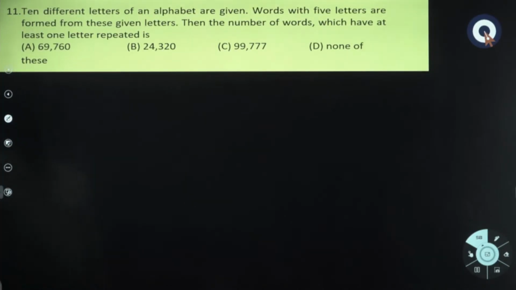Next. 10 different letters of an alphabet are given. Words with 5 letters are formed from these given letters. Then the number of words which have at least one of the letters repeated.